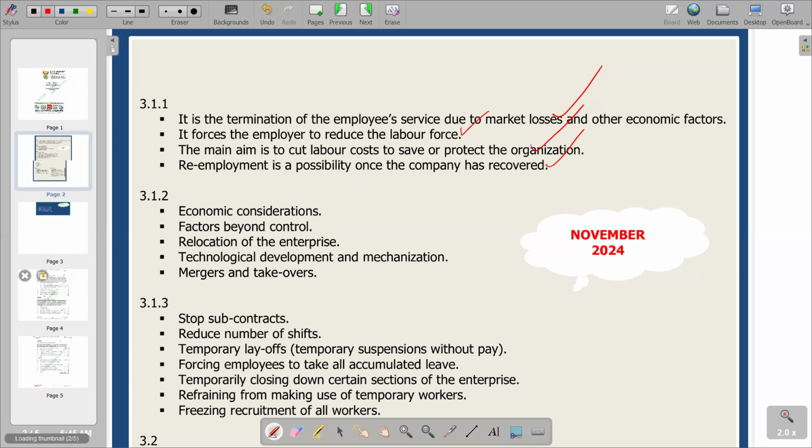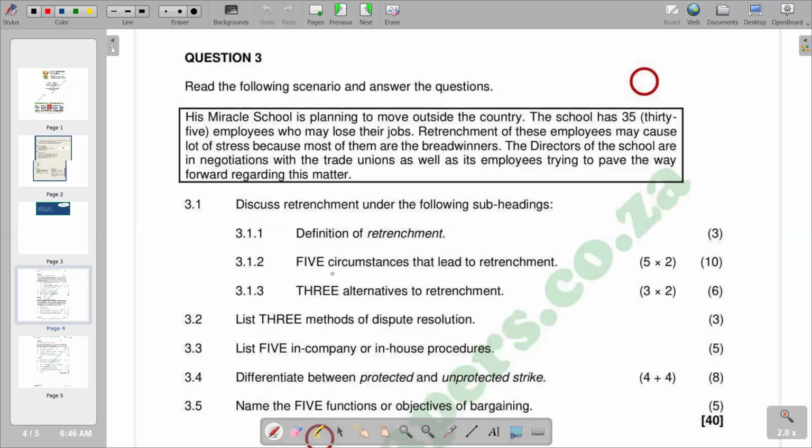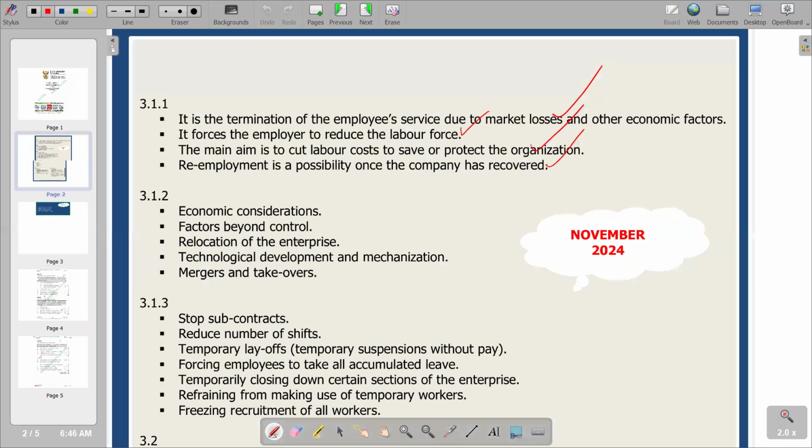Moving on to the next part of our question, which asks for 5 circumstances that lead to retrenchment. So we're going to see what the reasons behind retrenchments are, and we're going to have a list of those factors. We can have economic considerations, maybe due to harsh economic conditions that have made the operating environment not viable. So the employer will opt for cost reductions.